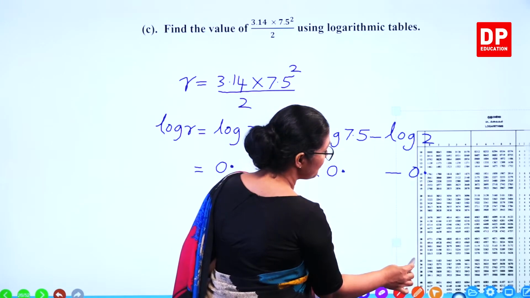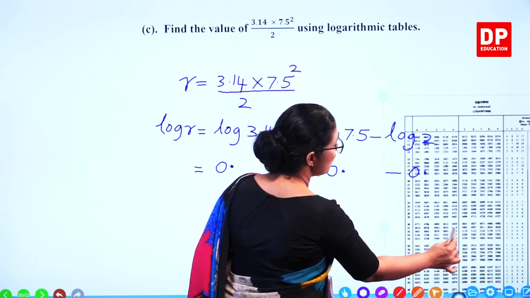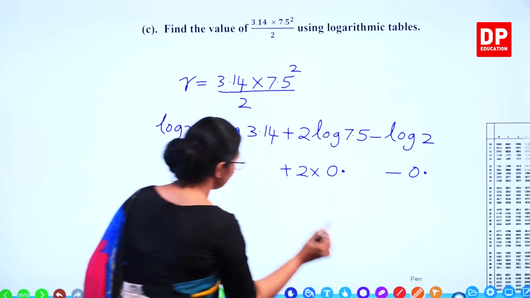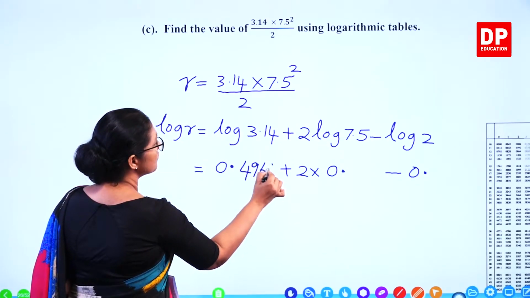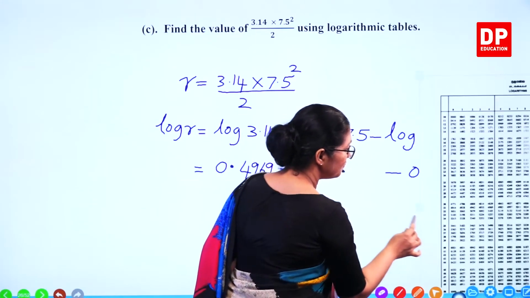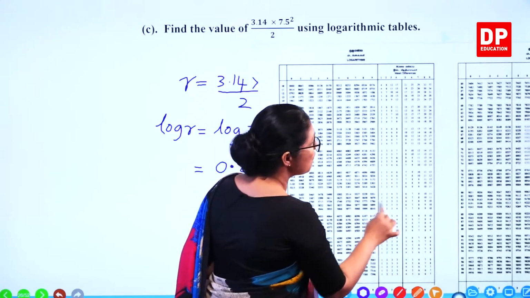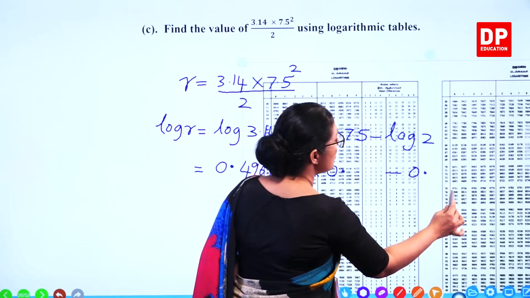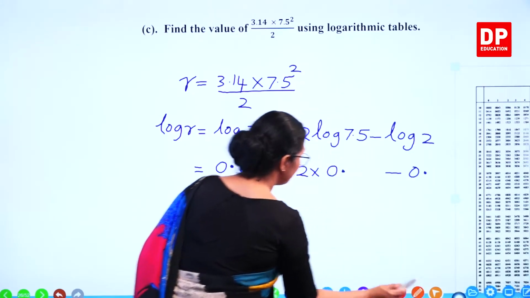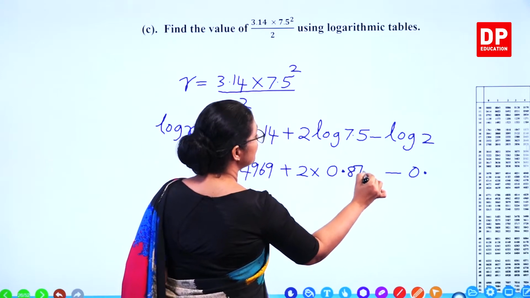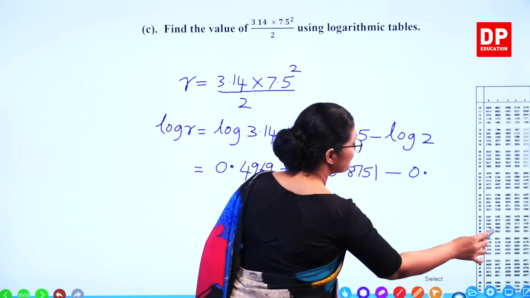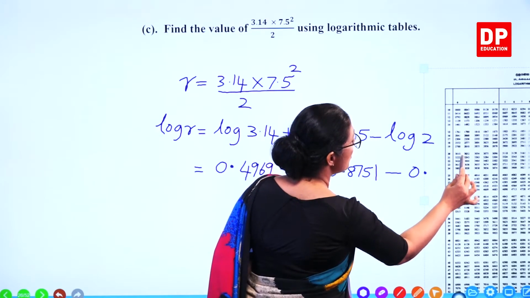31.4. 4969. 750. 8751. Log 2 means 200. 3010.